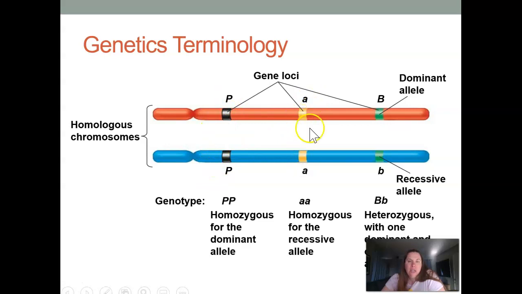Now these two, on the other hand, are both recessive, so they're the same. We're going to call these alleles homozygous recessive. And then finally, because we have two different alleles, remember hetero means other or different, we're going to call these alleles heterozygous because we have one dominant allele, capital B, and one recessive allele, lowercase b.